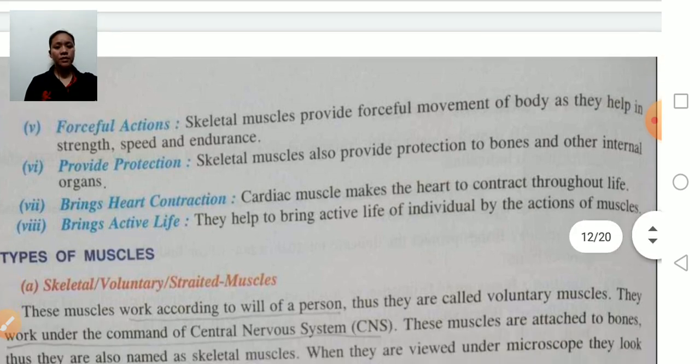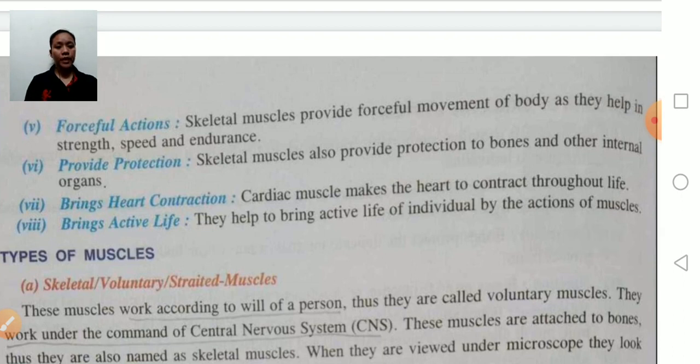Provide protection. Skeletal muscles also provide protection to the bones and other internal organs, as the muscle is the outer layer of the bones. Bring heart contraction. Cardiac muscles make the heart contract throughout life. Bring active life. They help to bring the active life of the individual by the actions of muscle.